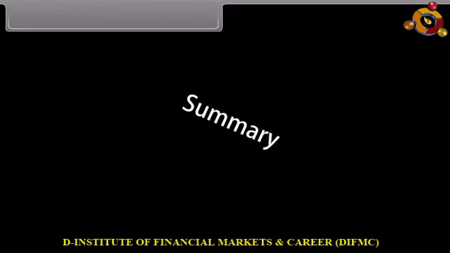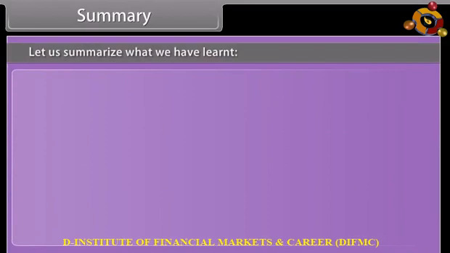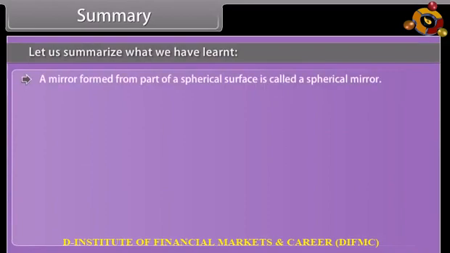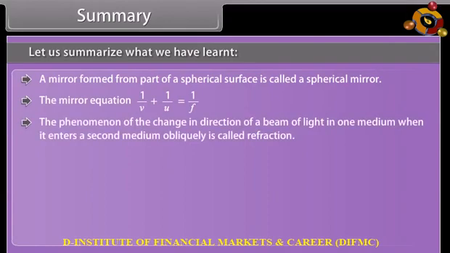Summary. Let us summarize what we have learned. A mirror formed from part of a spherical surface is called a spherical mirror. The mirror equation: 1/v + 1/u = 1/f. The phenomenon of the change in direction of a beam of light in one medium when it enters a second medium obliquely is called refraction.